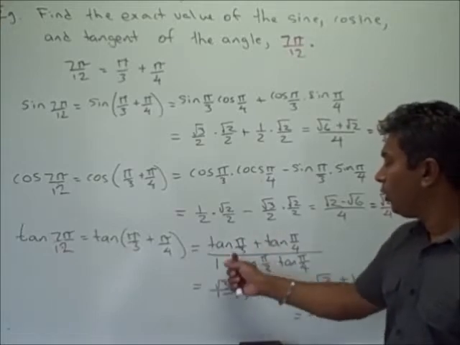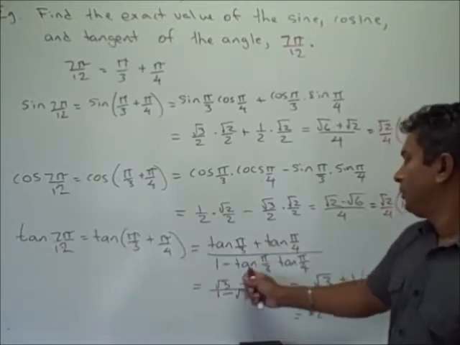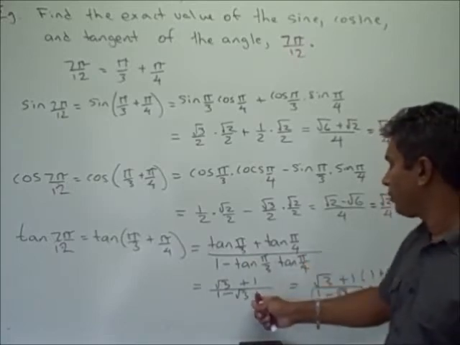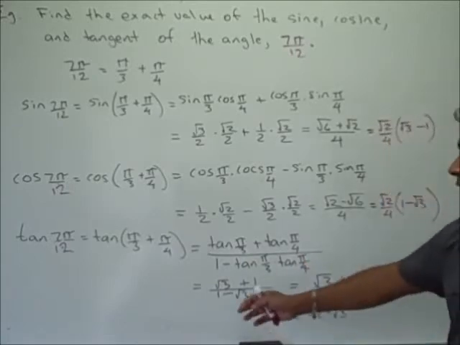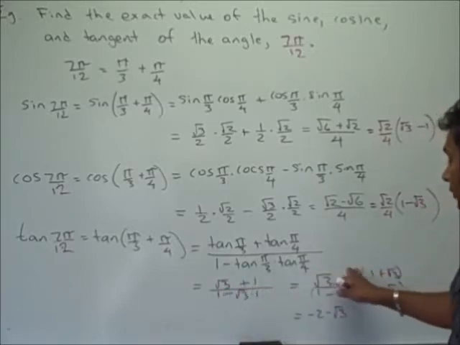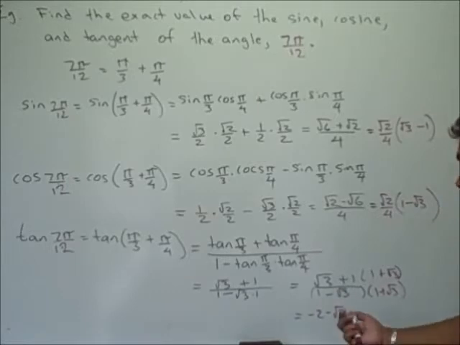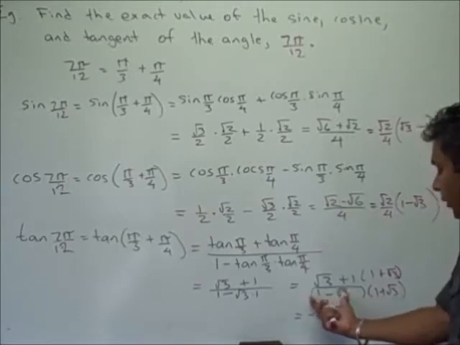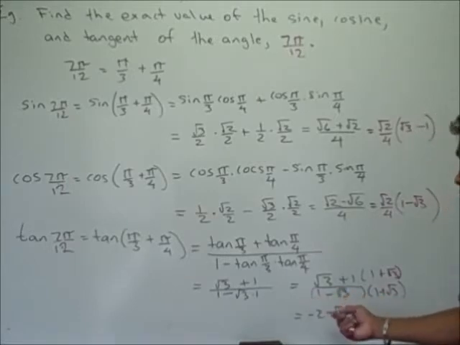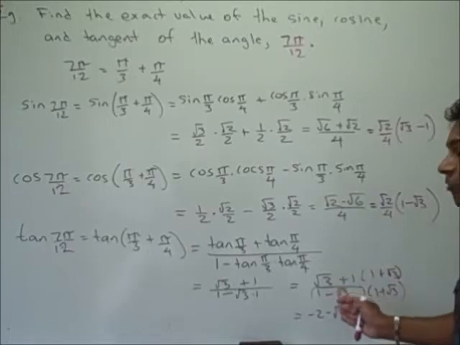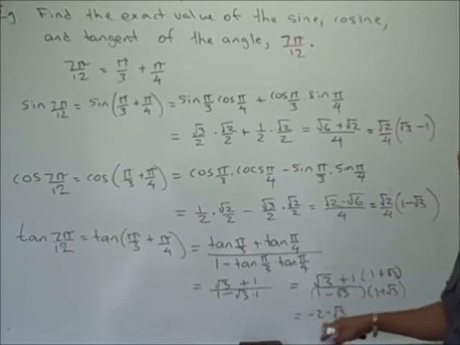So now this is all over 1 minus tan of pi over 3, which is the square root of 3, and the tan of pi over 4, which is 1. So this gives us the square root of 3 plus 1 all over 1 minus the square root of 3. If we rationalize the denominator by multiplying the numerator and denominator by its conjugate, which is 1 plus the square root of 3, this simplifies to give us negative 2 minus the square root of 3.